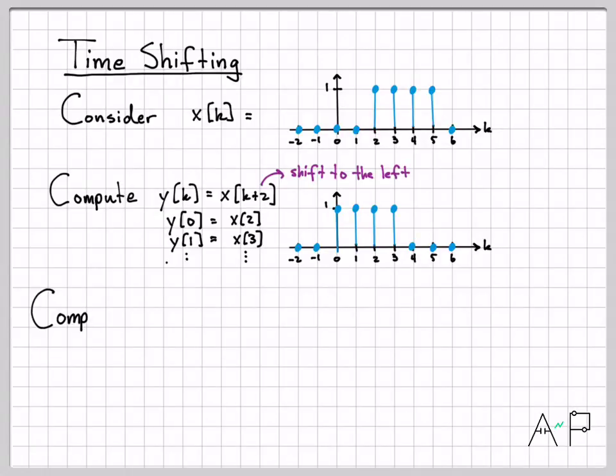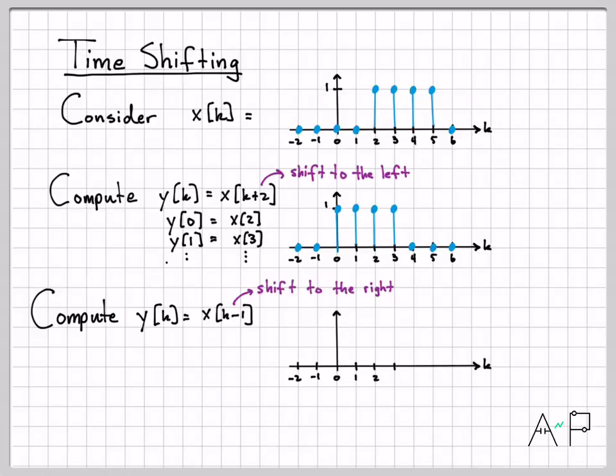All right, let's take a look at another simple example. Let's do y of k equals x of k minus 1. Again, what does that mean? This tells me we're going to take our original discrete time signal x and go to the right 1 unit. So we can easily figure out what that means. That means whatever was at time 2 now occurs at time 3. What was at time 3 now occurs at time 4. And then keep going, what was at time 5 now occurs at time 6, etc. So we've shifted to the right 1 unit.